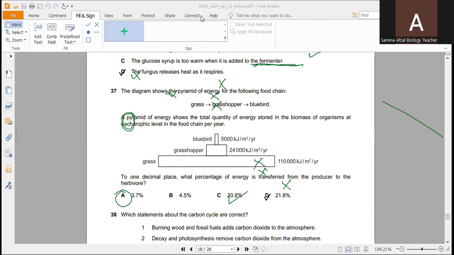Question number 37. And 37 is, the diagram shows the pyramid of energy for the following food chains. Here you can see the food chain.